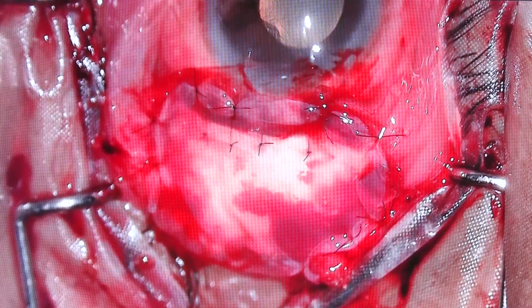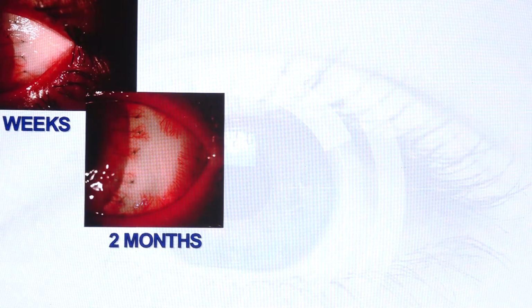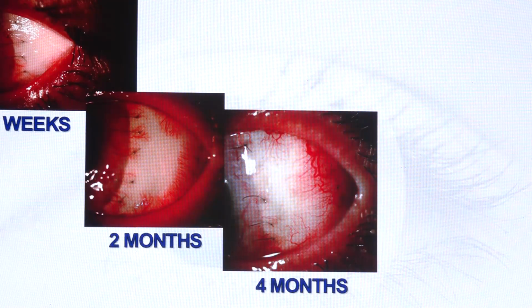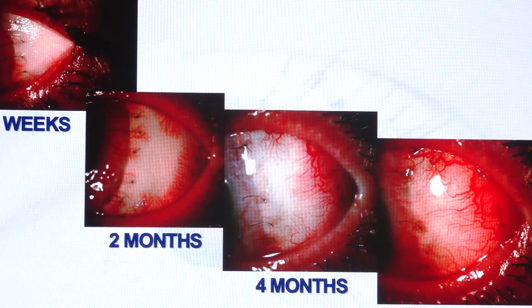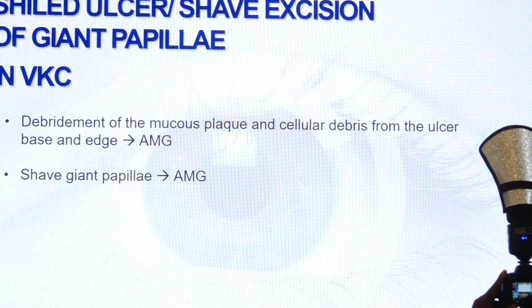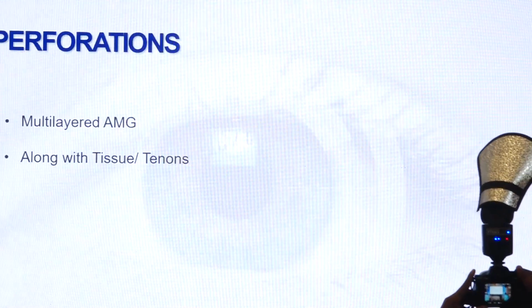All the systemic treatment was continued, and this is how it looked at 2 weeks, 2 months, and we are waiting for the vascularization to happen, but no melt. 4 months. And this is at 6 months, and planning to do the suture removal now. Another indication that sir has covered is using amniotic membrane in VKC for ulcers or giant papillae.